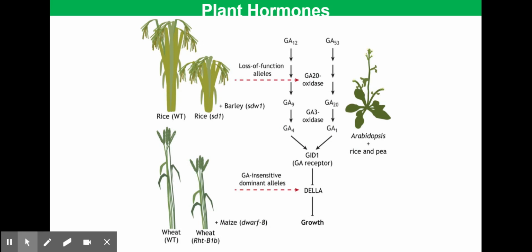Now, dwarf varieties of rice and wheat have been selectively bred that lack one or more of the enzymes needed for gibberellin production. What this means is that the dwarf varieties, being shorter in height, they end up putting more energy into the production of the grain itself rather than the growth of the stalk. This allows farmers to get far higher grain yields from some areas of their land.